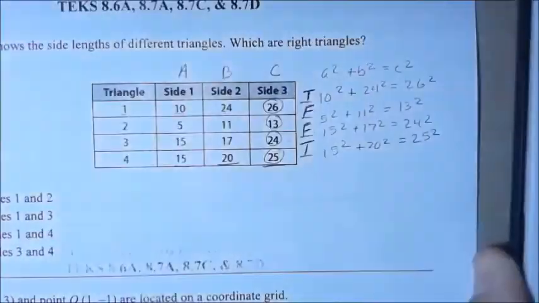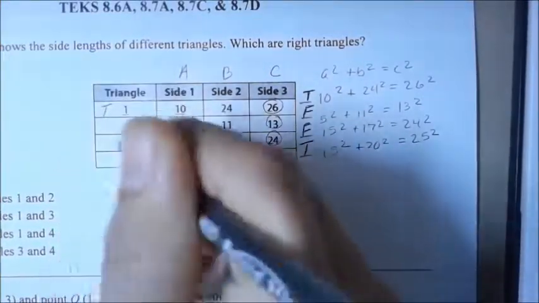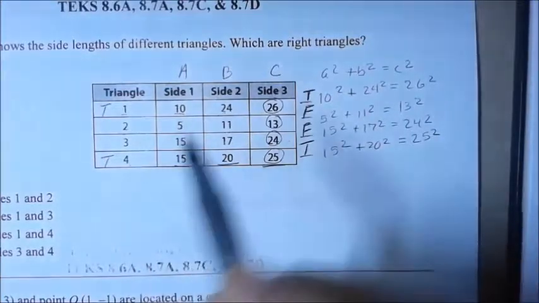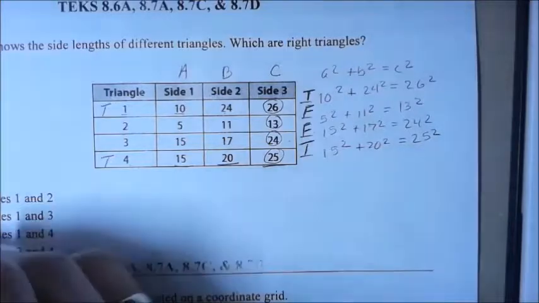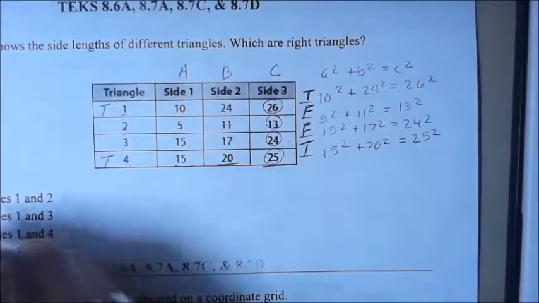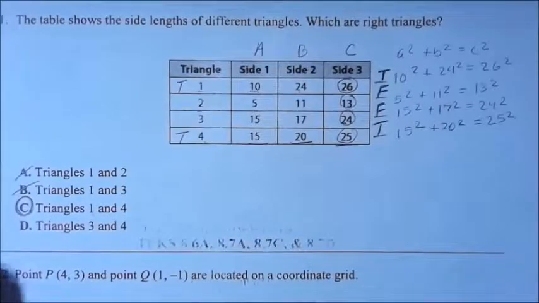So now that we've got that done, we can see that this one's true and this one's true. So 1 and 4 are right triangles. Now let's look at our options. 1 and 2, no, that's not true. 1 and 3, no. 1 and 4, yes. That is the correct answer. And that's all you had to do. C is the correct answer, and that's all you had to do for problem number 1.